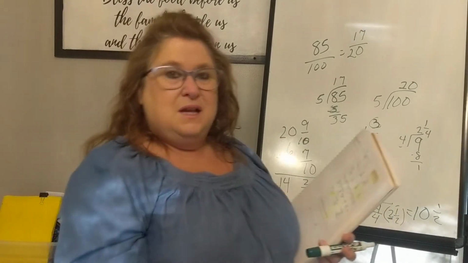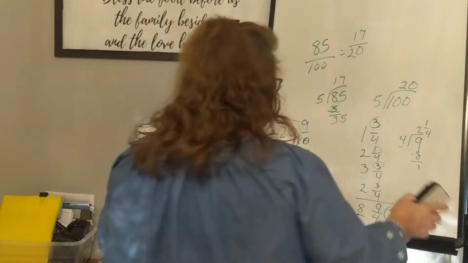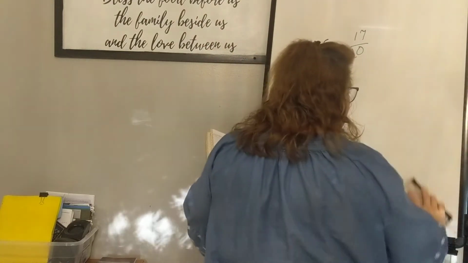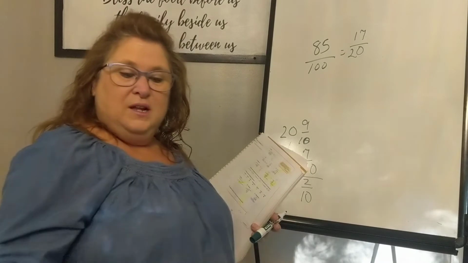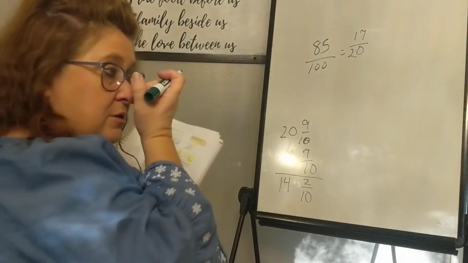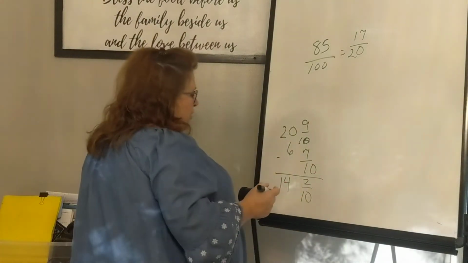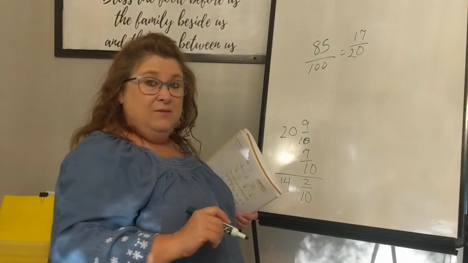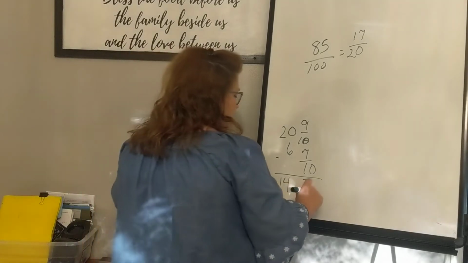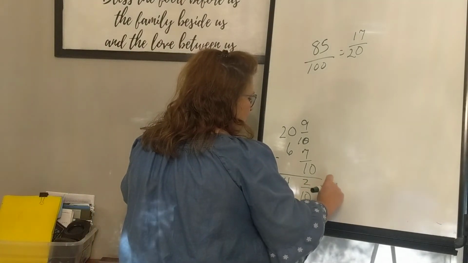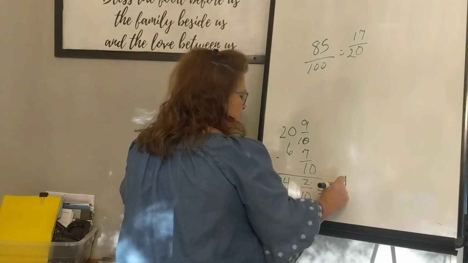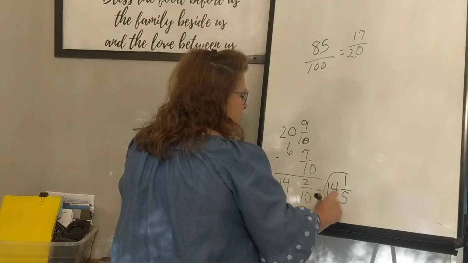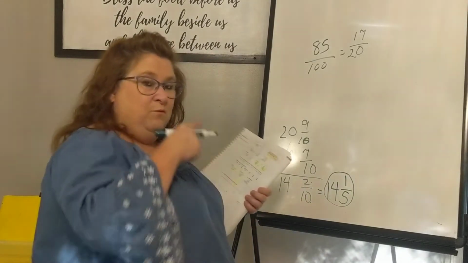But 2/10 can be reduced. You've got to start recognizing when our fractions can be reduced, because I am starting to count off for that. Your fraction has got to be in lowest form, reduced if possible. So our greatest common factor for 2 and 10, 2 can go into 10 evenly, so 2 will be our greatest common factor. So we'll bring our whole number over, and we'll say 2 divided by 2 is 1, and 10 divided by 2 is 5. So our final answer is 14 and 1/5.